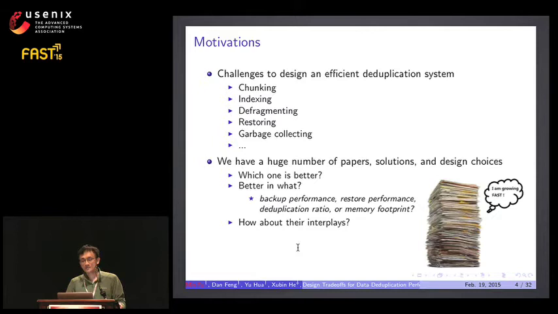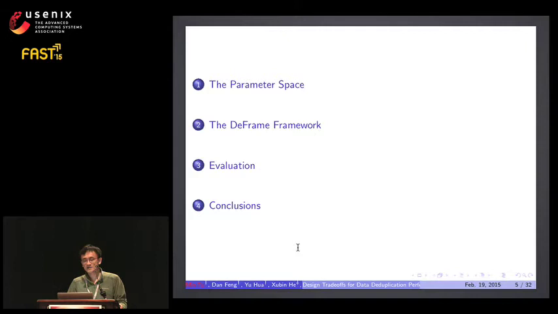So in this paper, we will first propose a taxonomy to help researchers understand the parameter space in deduplication systems, and then we design and implement a general purpose deduplication framework for evaluation. And finally, we present our experimental results and draw conclusions.